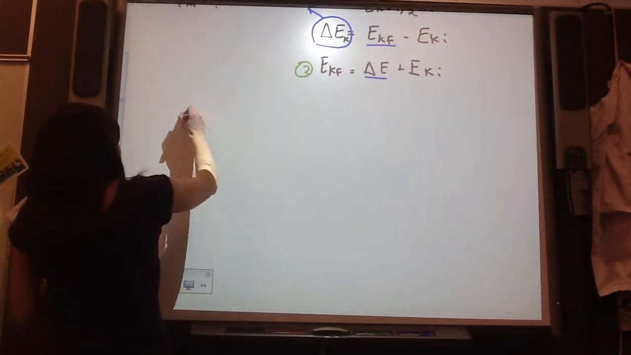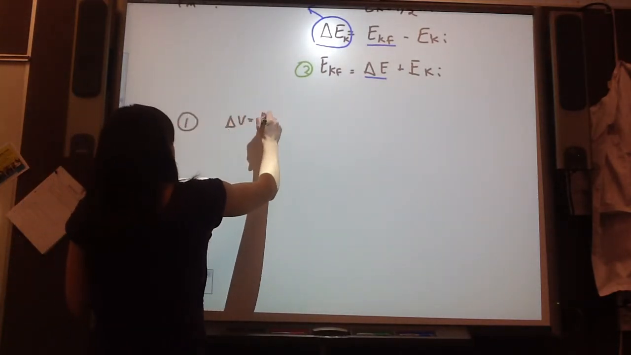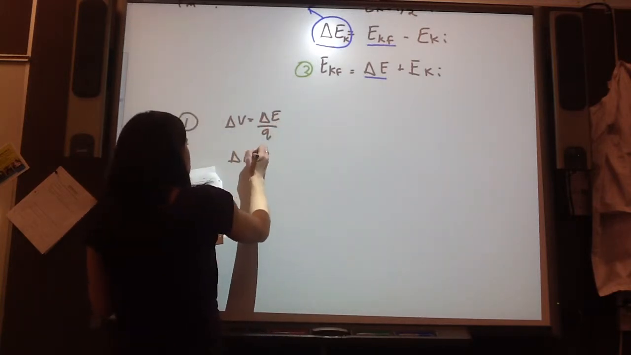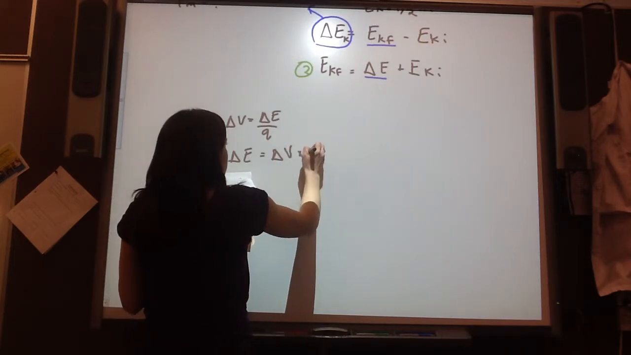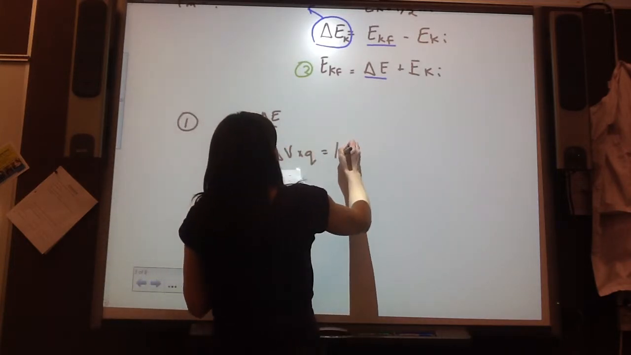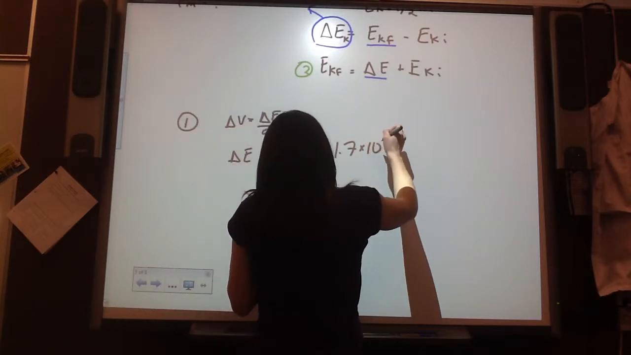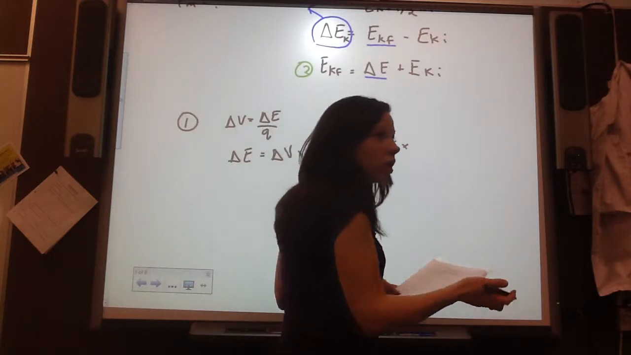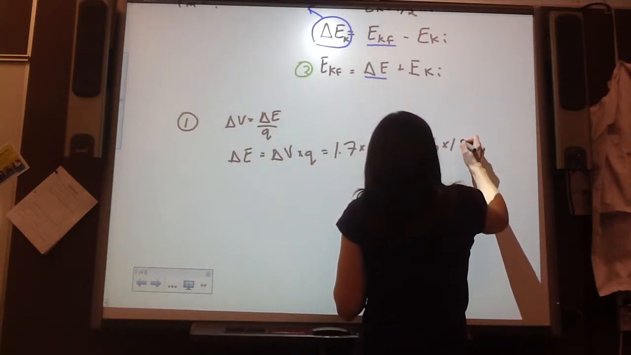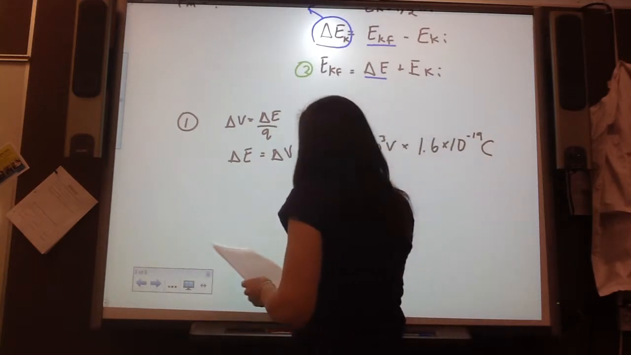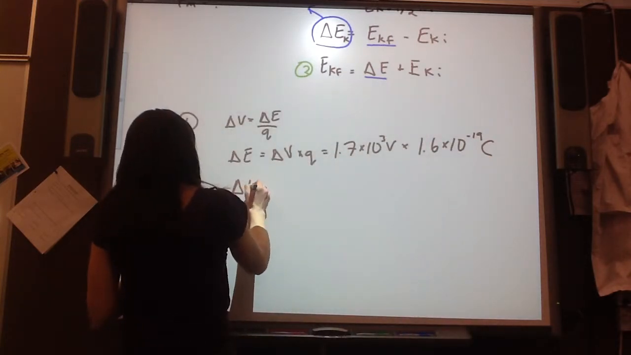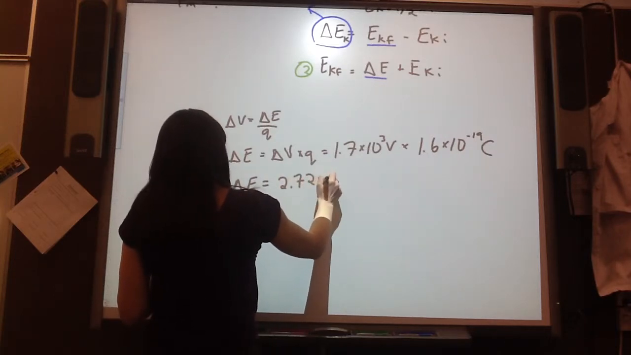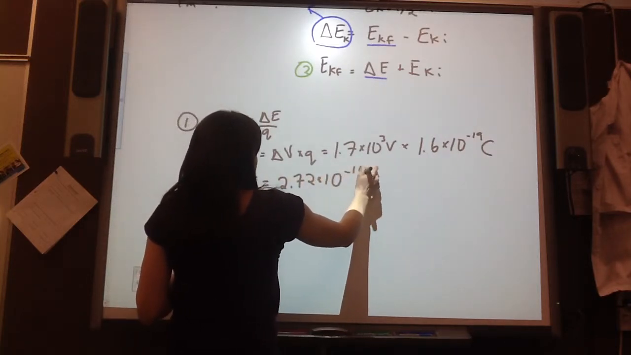The first thing, delta V is equal to delta E over Q. If we rearrange, delta E is equal to delta V times Q, which is 1.7 times 10 to the 3 volts multiplied by the charge of an electron, 1.6 times 10 to the negative 19 coulombs. So my delta E is 2.72 times 10 to the negative 16 joules.